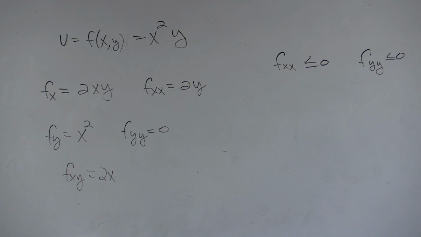Not only would we need this, what else would we need? Think of the second order conditions. What are the second order conditions? For a maximum, f sub xx has to be less than or equal to 0. F sub yy has to be less than or equal to 0. And what else do you need for the second order?